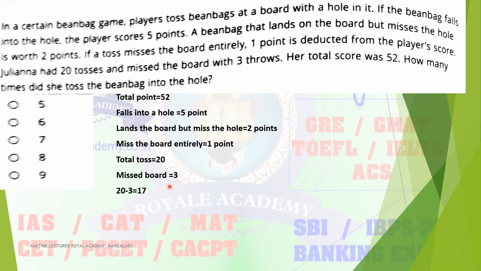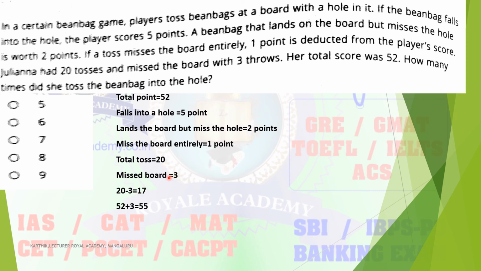Okay. So 3 times is already thrown and missed. So total toss is 20. 20 minus 3 is how much? 17. So remaining is 17 tosses available. Out of 20, 3 throws are already missed, and remaining is 17 throws.